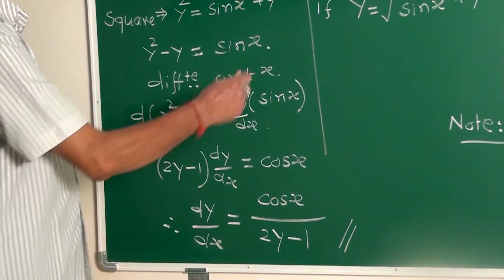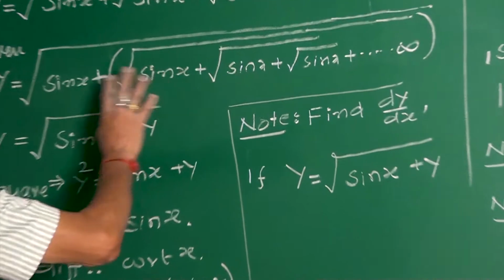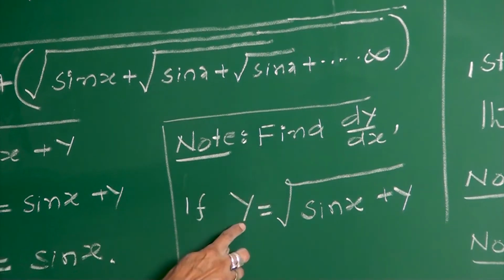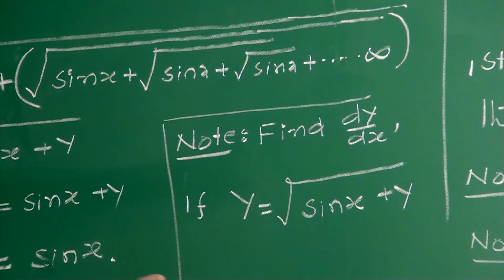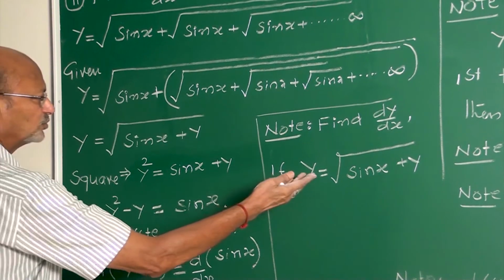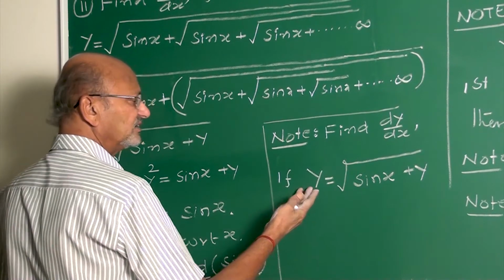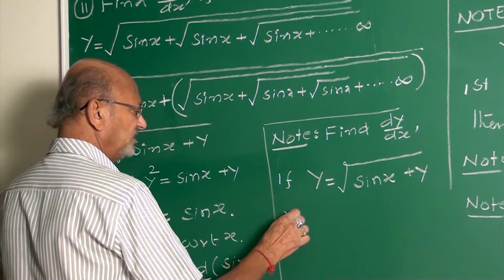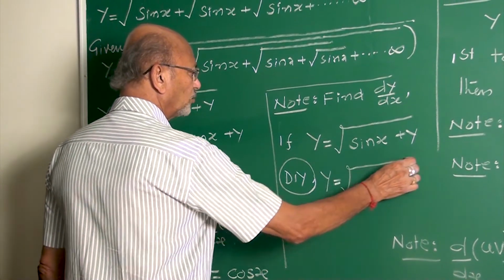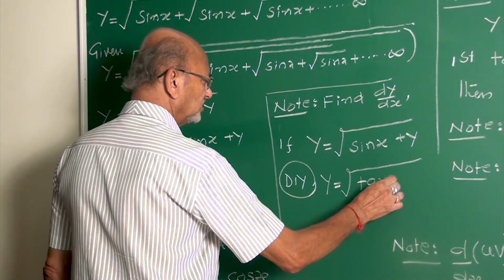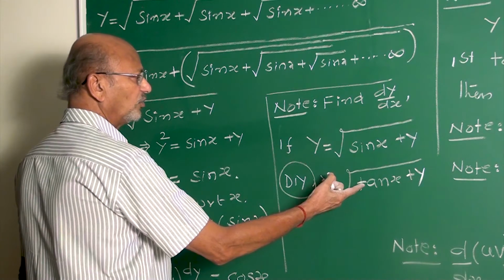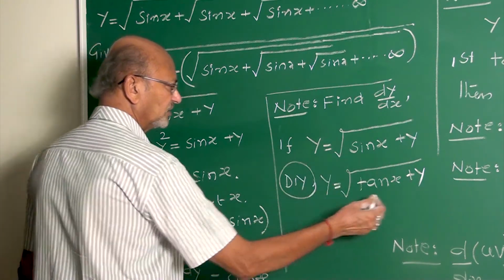The same example, my friend, given. The examiner doesn't want to give this big show. He wanted brief. What is that? Find dy by dx if y equal to root sin x plus y. Then you have to find the same way: square, bring y this side, same thing. If you wanted for a different one, they may give y equal to root tan x plus y, and so on. They may give log x, they may give e to the power x, anything they may give.